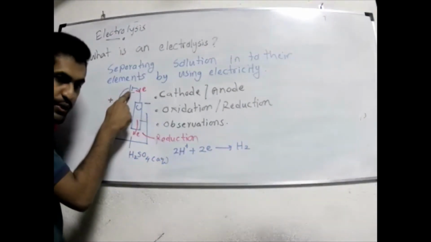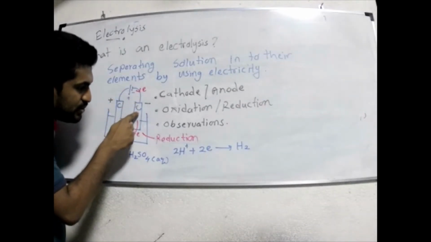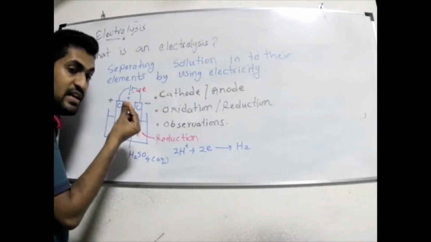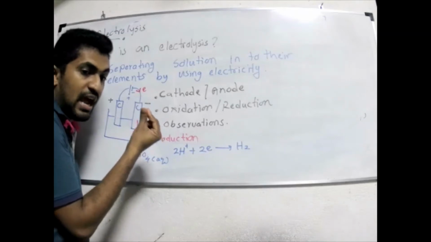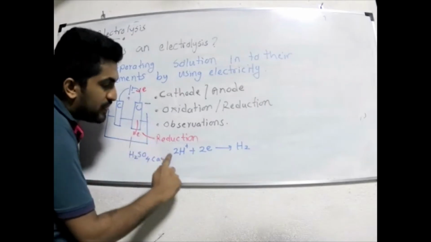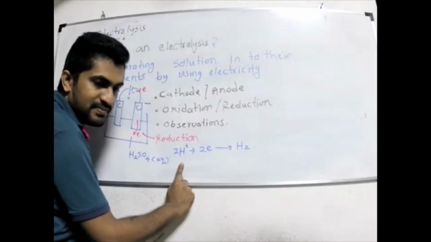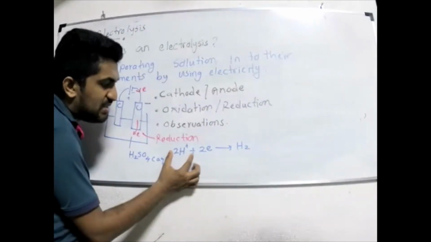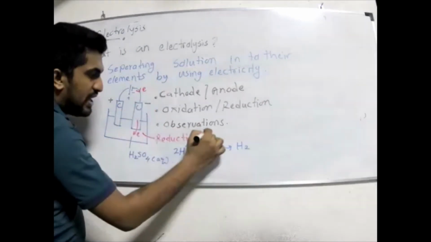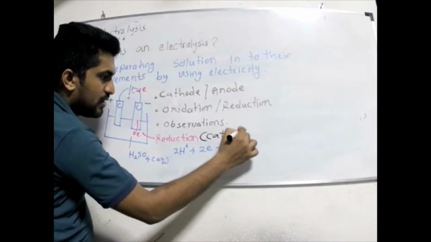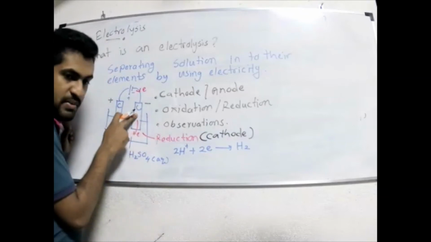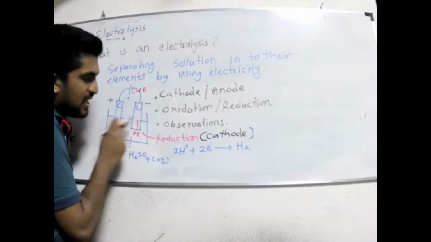Why? This negative terminal of the cell is giving out electrons. That electron comes to the solution. Then the solution has an electron seeker, one that has a scarcity of electrons. It gains this electron and reduction occurs. So this is the reduction reaction. Because of having the reduction reaction close by, we call this carbon the cathode.